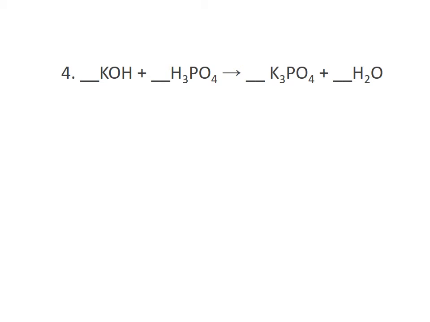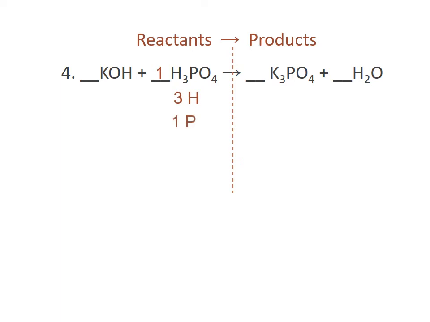Example 4. Start by writing reactants and products and drawing your dashed line. Now place a 1 in front of the most complicated formula. There's a tie between H3PO4 and K3PO4. So I put a 1 in front of H3PO4. That gives me 3 hydrogen, 1 phosphorus, and 4 oxygen. I can't start with hydrogen because it is located in 3 different spots. I cannot start with oxygen because it is located in 4 different spots. So I will start balancing using phosphorus.